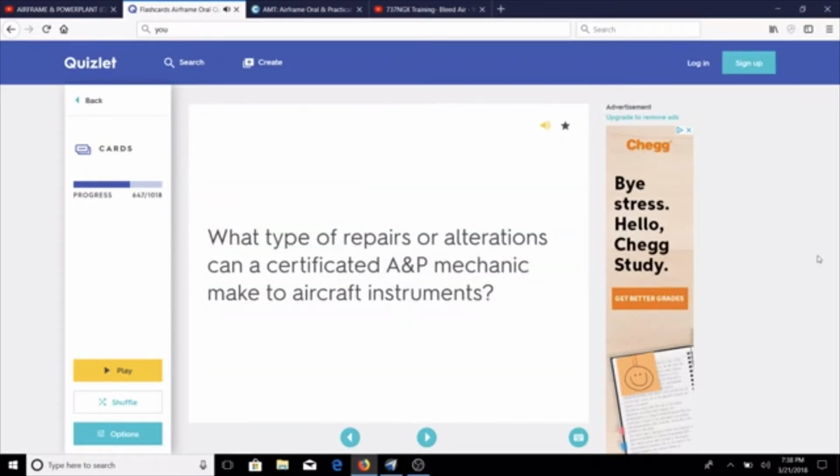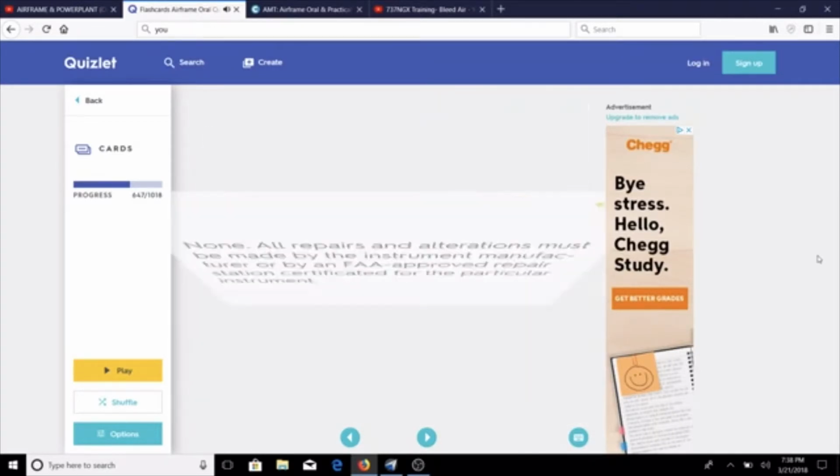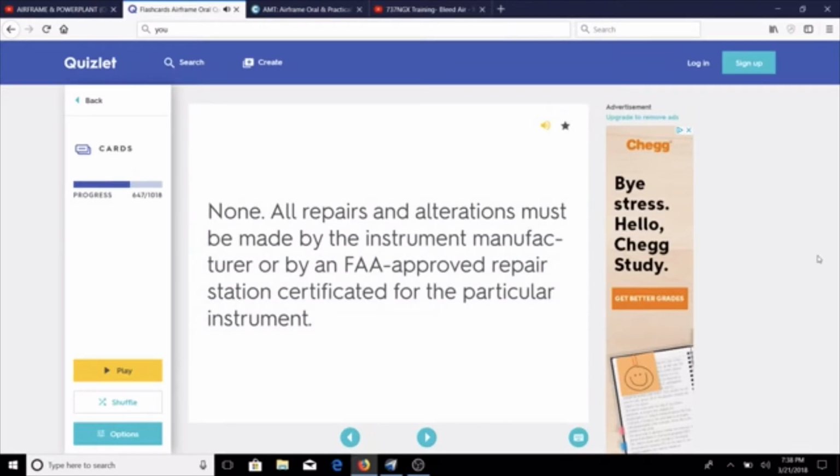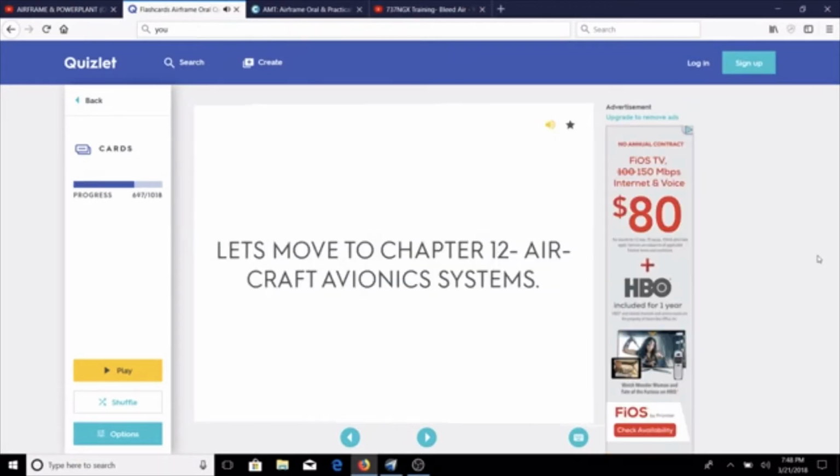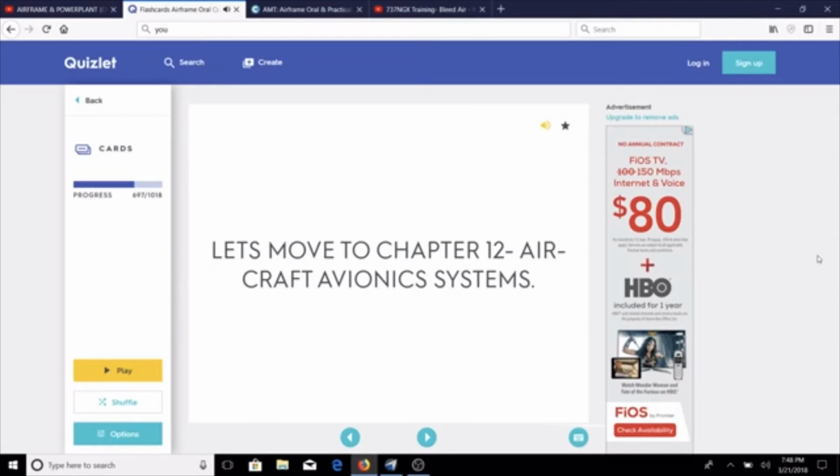What type of repairs or alterations can a certificated A&P mechanic make to aircraft instruments? None. All repairs and alterations must be made by the instrument manufacturer or by an FAA-approved repair station certificated for the particular instrument. Let's move to Chapter 12, Aircraft Avionics Systems.